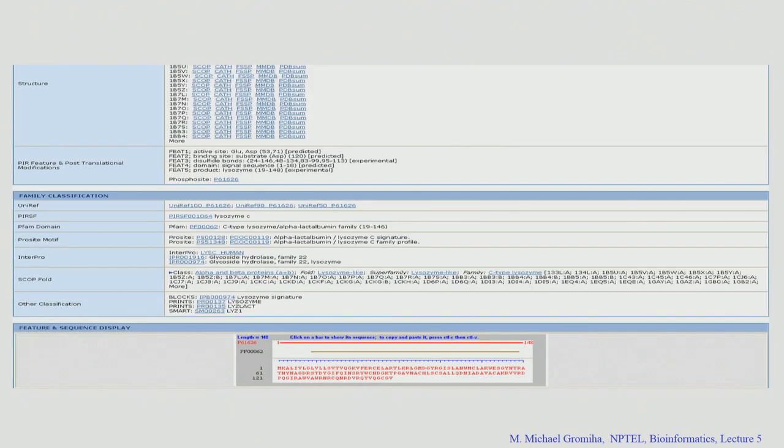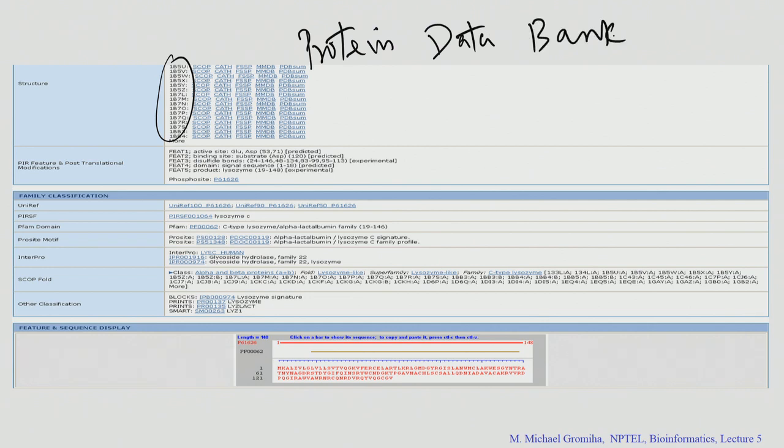Now they give the structures, which I will discuss in later classes, when we have the 3D structures. So, they give the Protein Data Bank codes, right. This is called PDB, and they give the IDs.